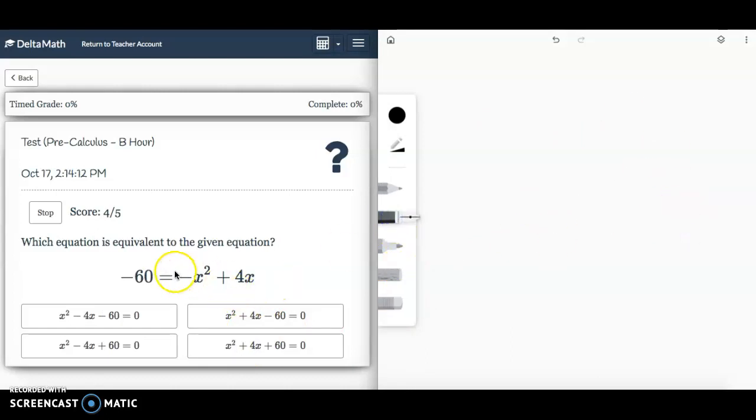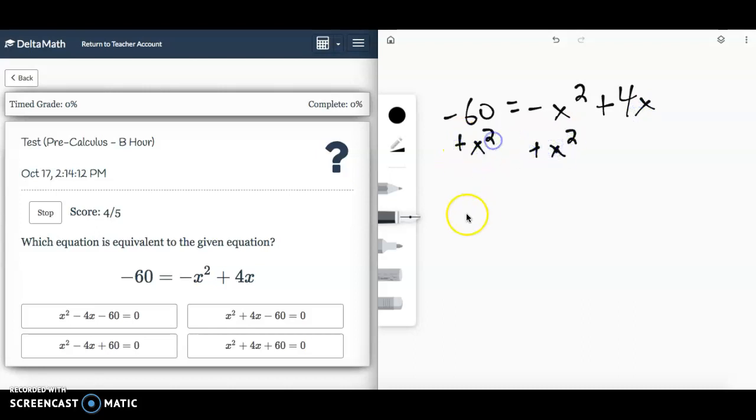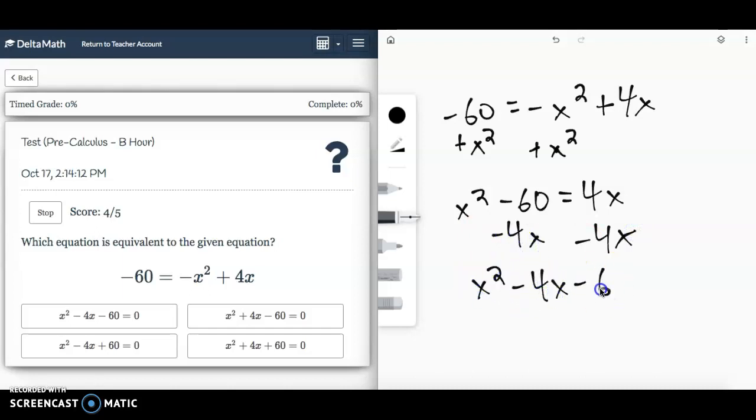For this one, I have a negative x squared plus 4x on one side and a negative 60 on the other side. I want my x squared term to be positive, so I'm going to move all of this stuff over to the left side of my equation, because then that will make my x squared term positive. So plus x squared, plus x squared, minus 60 equals 4x. Subtract 4x, subtract 4x. x squared minus 4x minus 60 equals 0.